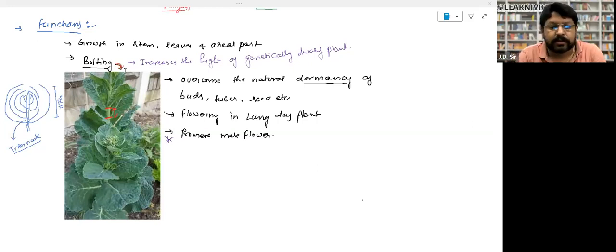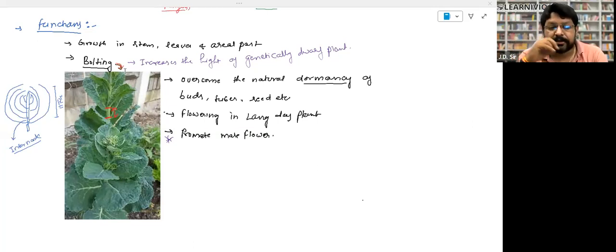The second important thing, which is a question for you: this Gibberella fujikuroi has been asked multiple times, but now it's a very old question. You won't get that question, but bolting is very important. Even bolting has been asked in many exams. So what is bolting? Basically, bolting is the process to increase the height of a genetically dwarf plant.